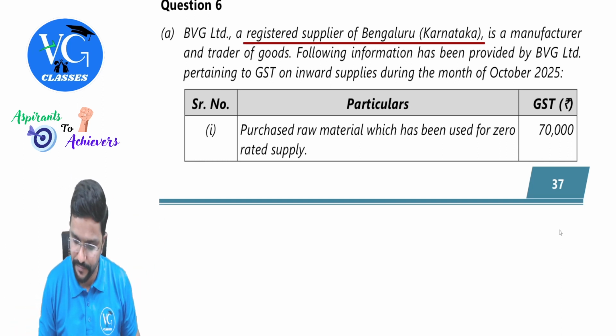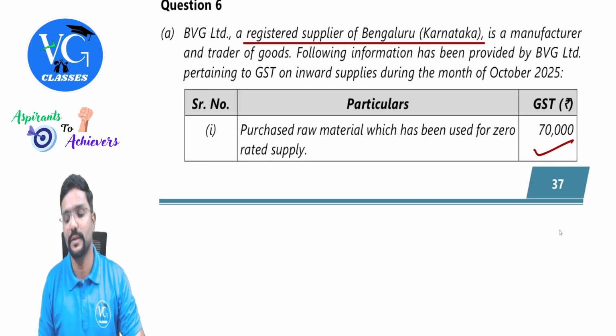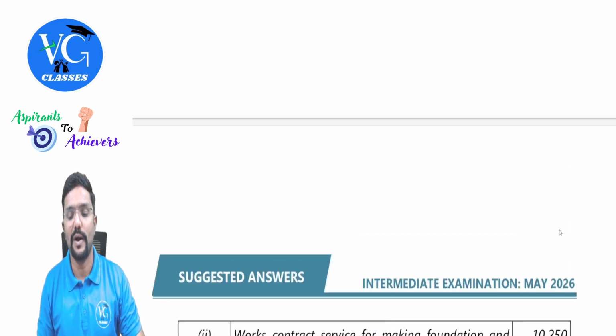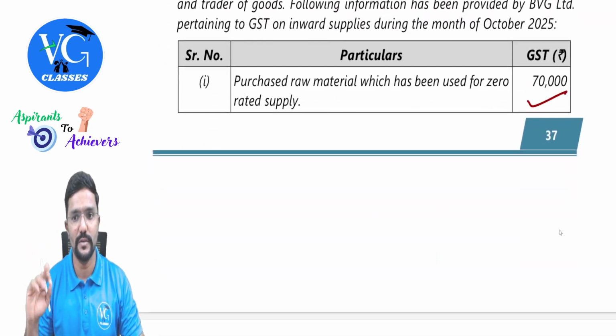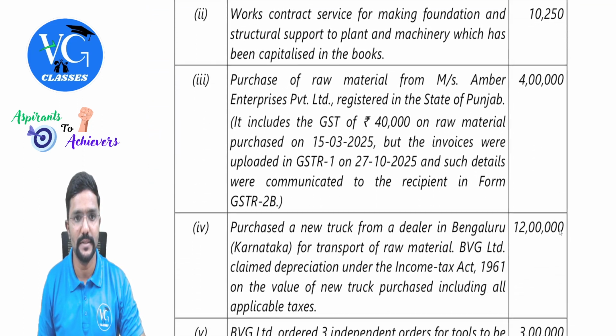Yes, it is available. 70,000. And what they have given is straight away the GST amount. Don't apply any percentage and calculate it.